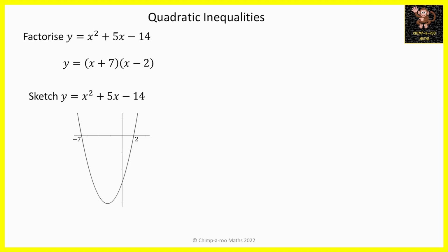Now, hence, can we solve the inequality x squared plus 5x minus 14 is less than 0? So that means where is it negative? Look at the graph. Less than 0 is anything below the x-axis. And the curve is below the x-axis between the points x equals minus 7 and x equals 2. So we can write that as a single inequality: minus 7 is less than x is less than 2.